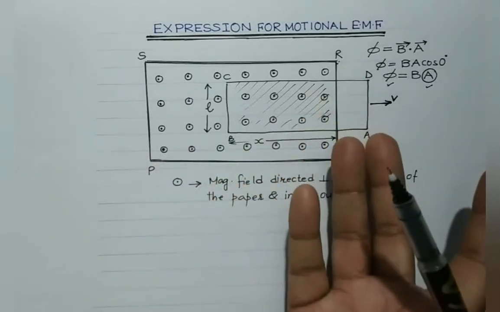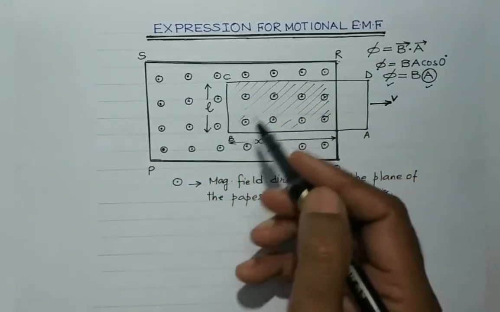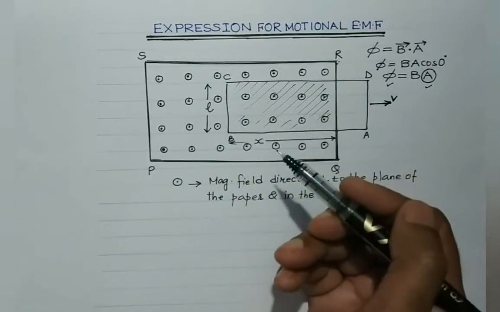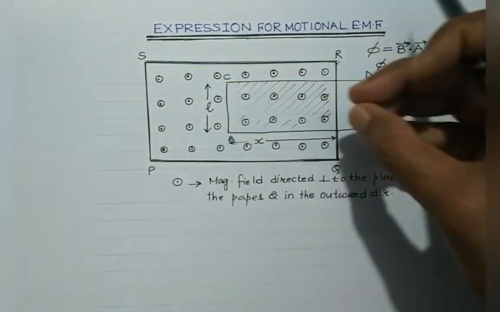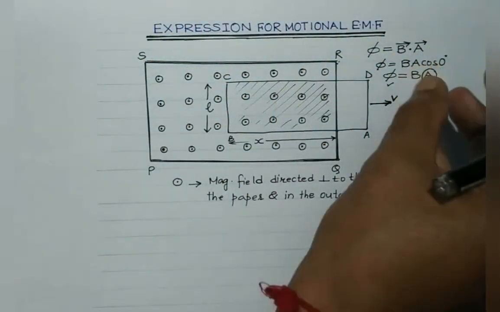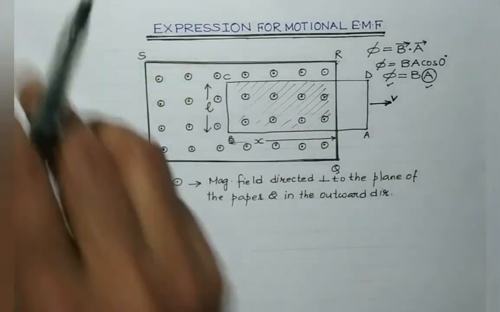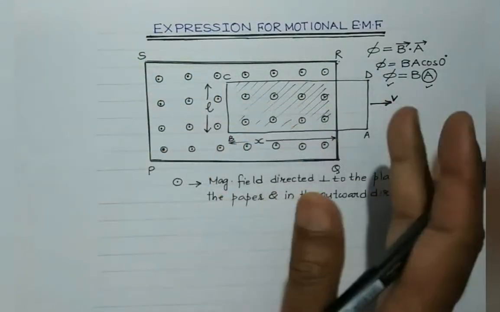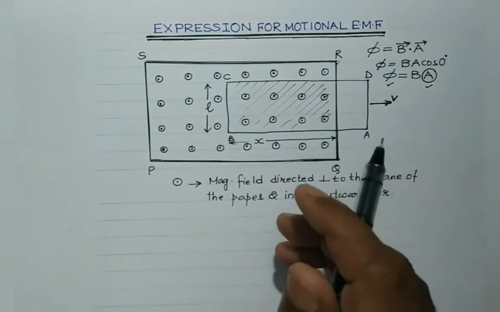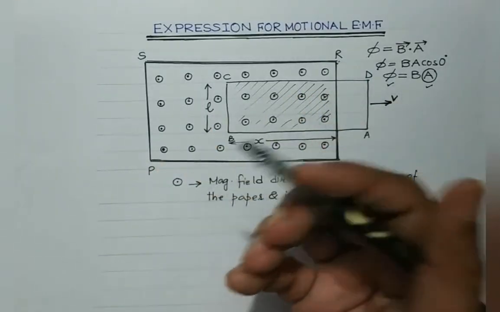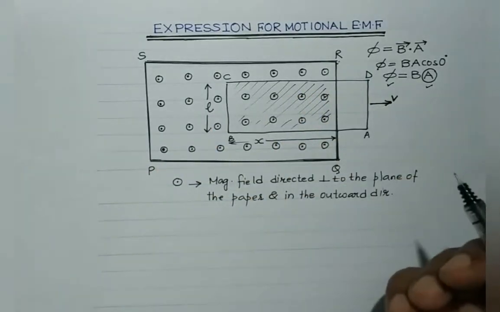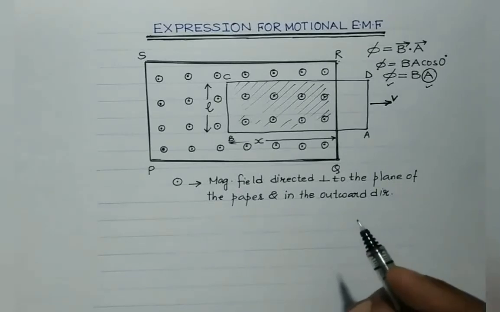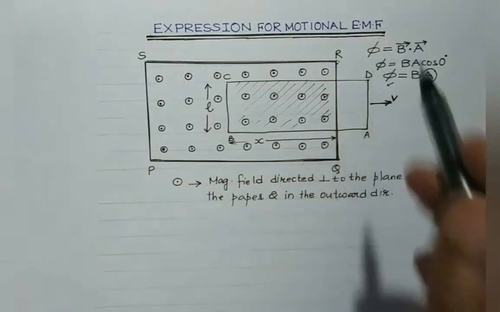So again, due to the increase in the magnetic flux linked with the coil, again an induced current will get produced. So whether the loop is taken out of this region of uniform magnetic field or it is brought inside the region of uniform magnetic field, in both the cases, induced current will get produced. But in both the cases, the direction of the induced current will be opposite, right? So let us find out the expression for the motional EMF.